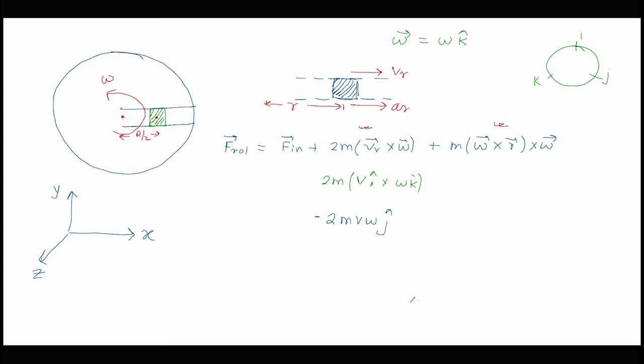And if I look at the third term, we have this expression as m omega k cap cross r i cap cross omega k cap. So if we consider this, then first of all k cross i will give us an expression of j cap, and then j cross k will give us an expression of i cap. So over here the force which we will obtain is equal to m omega square r in the i cap direction, that is along the groove.